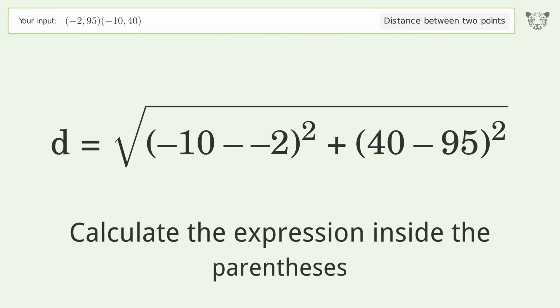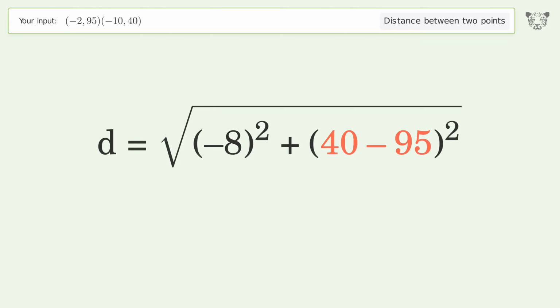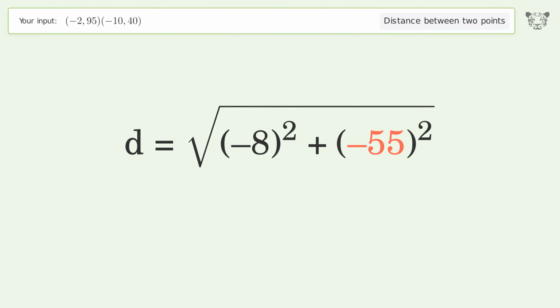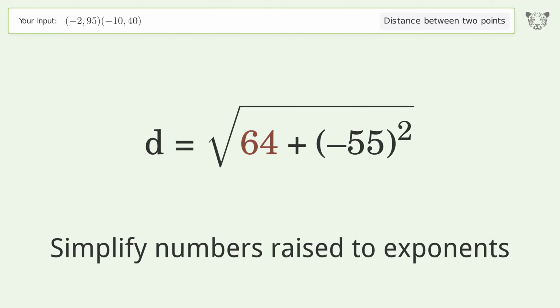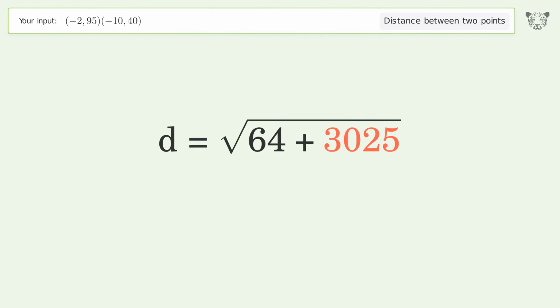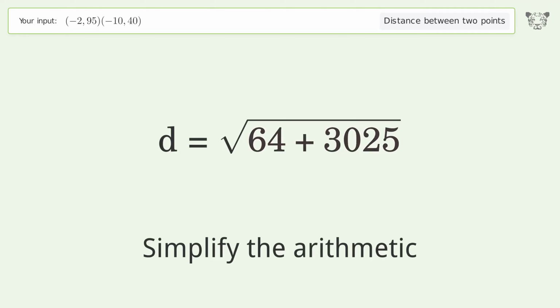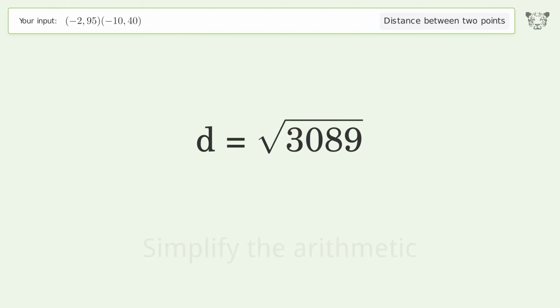Calculate the expression inside the parentheses. Simplify numbers raised to exponents. Simplify the arithmetic. And so the distance between the 2 points is the square root of 3089 or 55.579.